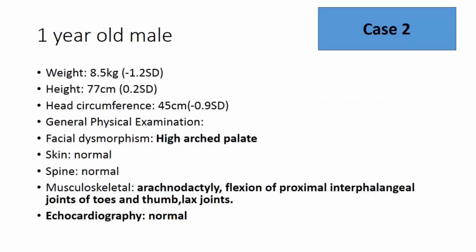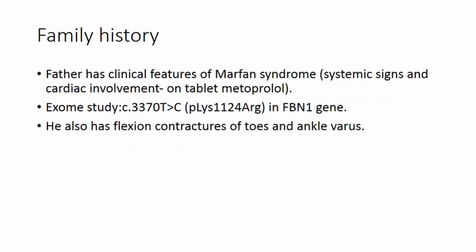So I'll show you the second case. I got this case from Dr. Deepti and Dr. Asina. He was a 1-year-old male. His growth parameters are normal. The parents came because the child had flexion deformities in his hands, toes, and thumbs, and he had lax joints. Along with that, we noticed the child has arachnodactyly. Echocardiography was normal. He had a high arched palate. His father was already on metoprolol.